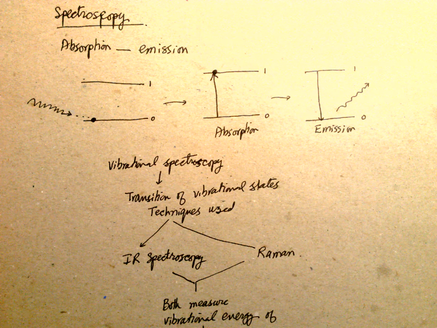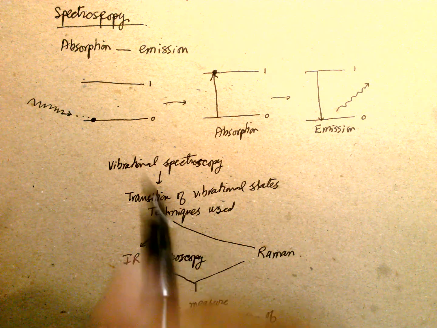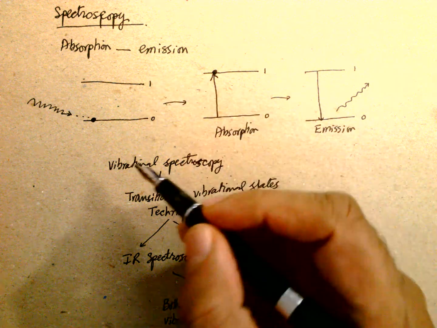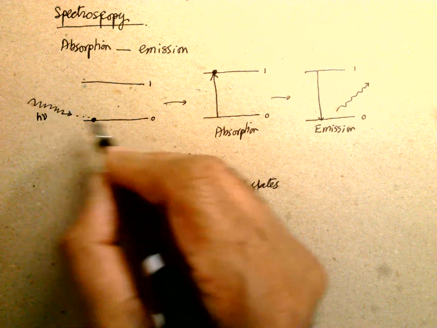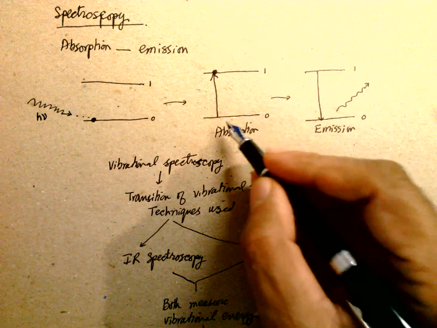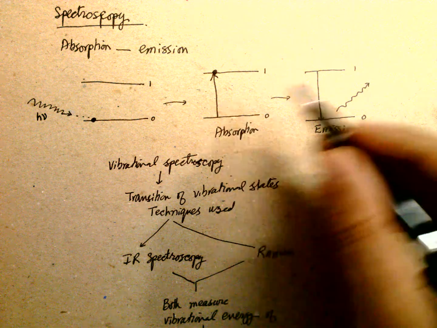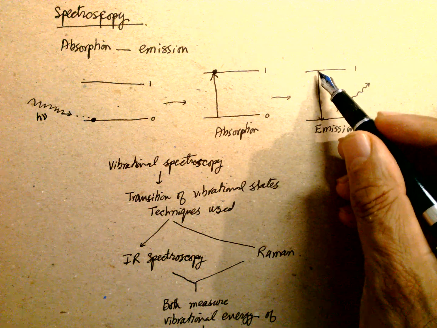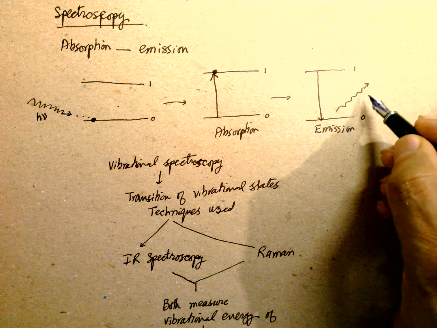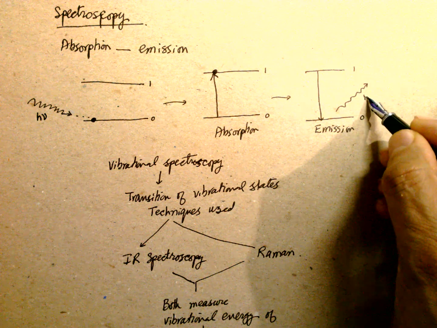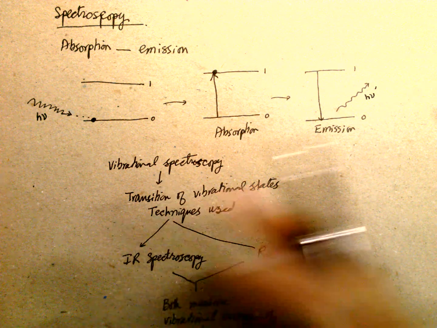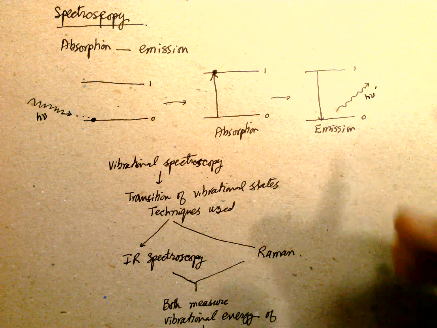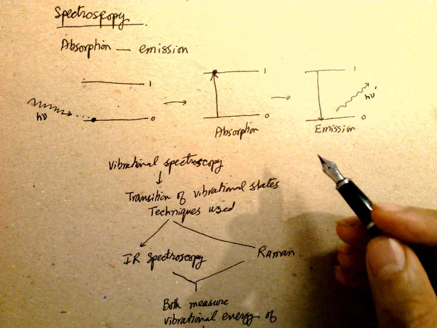So, this is a two-level atom. There are two levels: the ground level and the first level. One photon, h nu, comes in. From the ground state, it is excited. This is absorption, and after a while it is de-excited and emits a photon, h nu dash. This is the energy exchange between the photon and the matter.